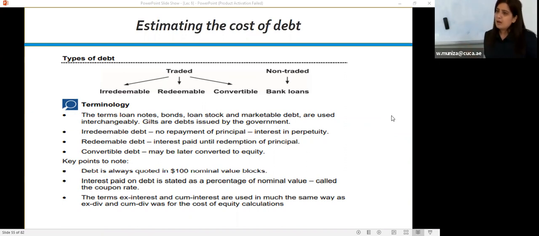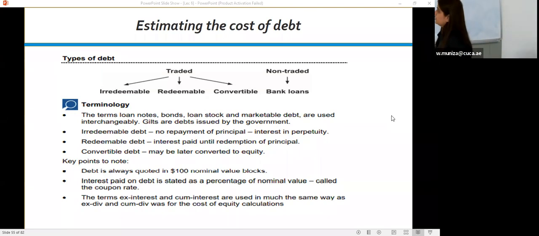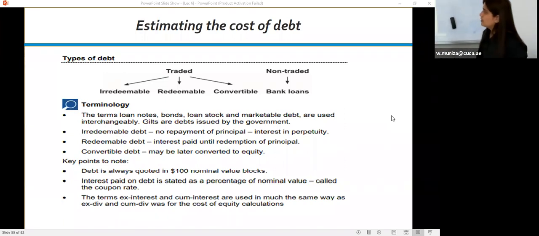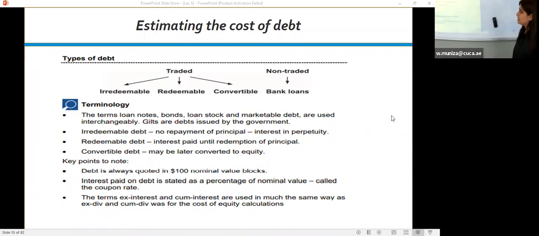Redeemable debt: the amount of the principal is going to be paid at the end of the specified time interval. The convertible debts may not be redeemed, or they may be redeemed with the option of getting converted into another form of security, specifically shares, and the bank loans. Terminology: the terms loan notes, bonds, loan stock, and marketable debt are used interchangeably.